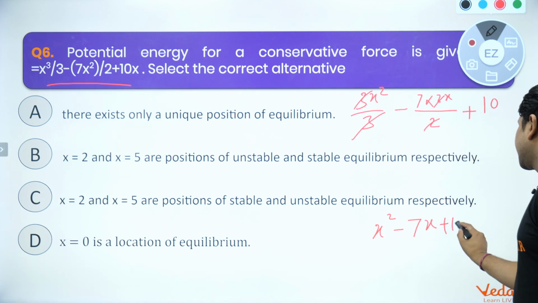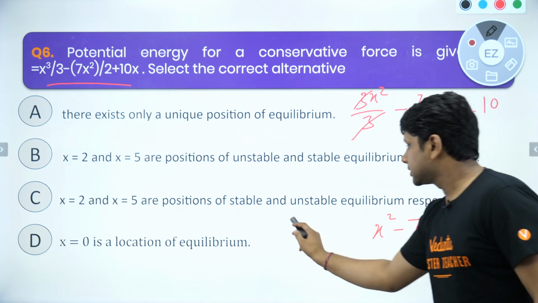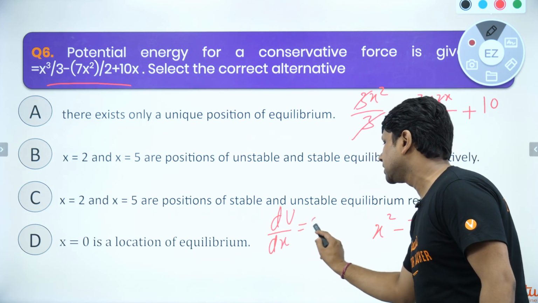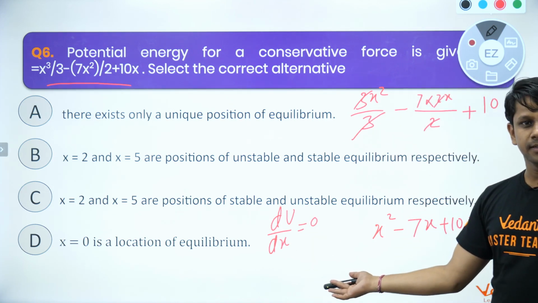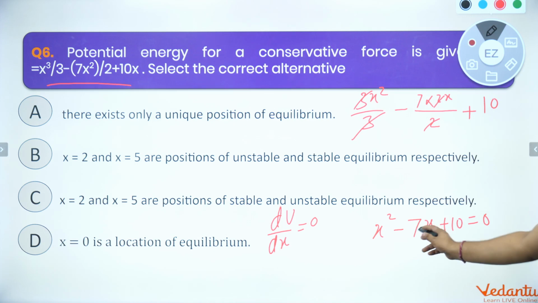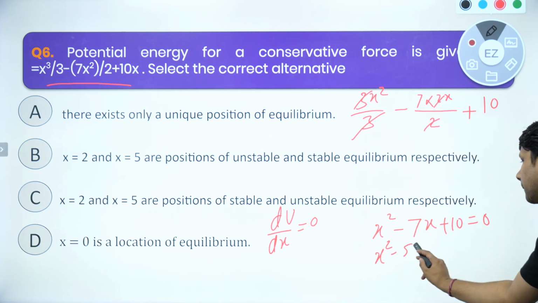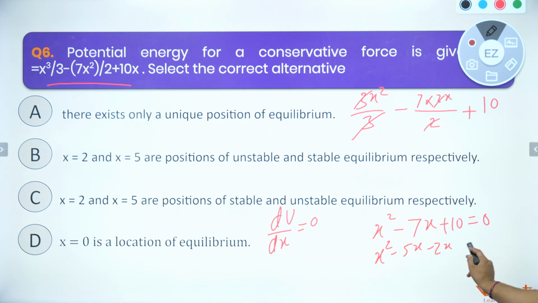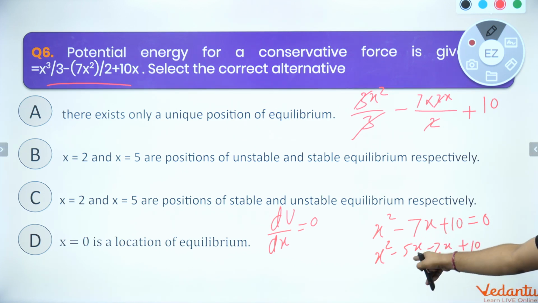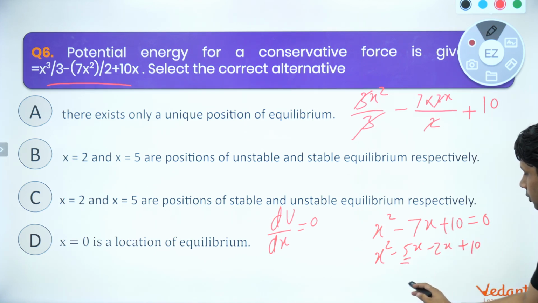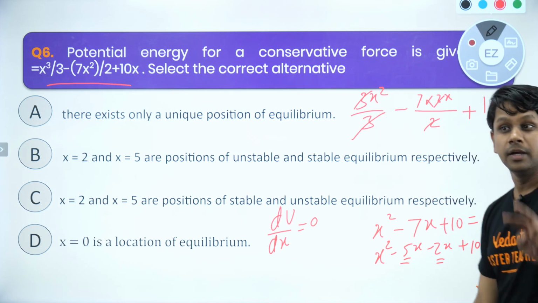7x plus 10 is equal to 0 because the condition we are looking at is du by dx is equal to 0. करेक्ट? अब देखो ध्यान से, ये एक क्वाड्रेटिक इक्वेशन है. इसको आप ऐसे लिख सकते हैं, x square minus 5x minus 2x plus 10 लिख सकते हैं क्या? 5 और 2 माइनस 7 हो जाएगा, 5 2 जा 10 हो जाएगा. यहां से ऑब्वियसली आई कैन सी वन ऑफ द रूट विल बी 5, वन ऑफ द रूट विल बी 2.